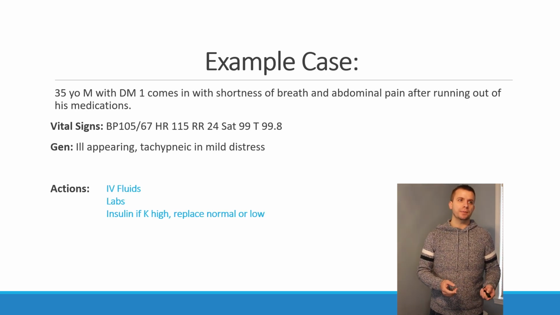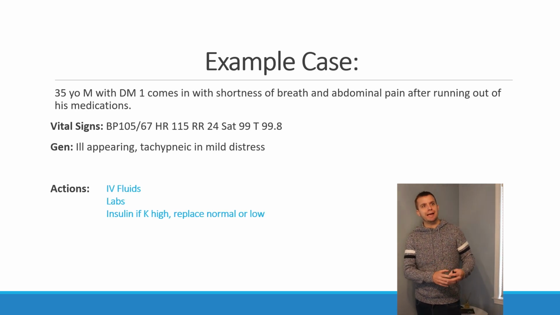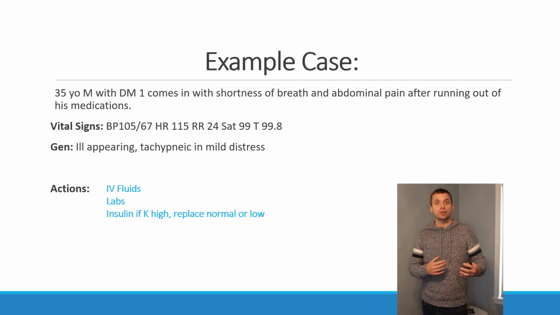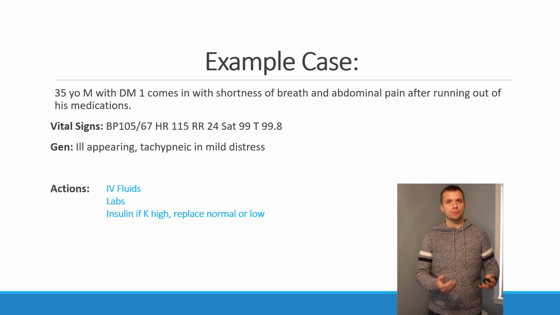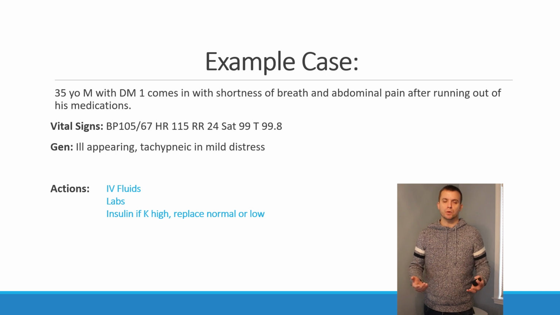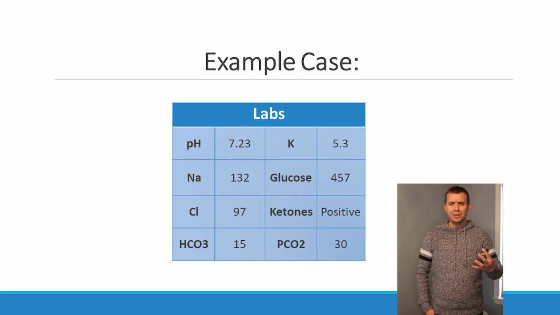So actions are going to be IV fluids, get some labs. As long as your potassium is high, then you can go ahead and start insulin. If your potassium is normal or low, you want to replace that potassium before you start the insulin drip. All this is pretty bread and butter when it comes to patients that you're going to see in the hospital, or just a typical DKA patient. But let's look at the labs.